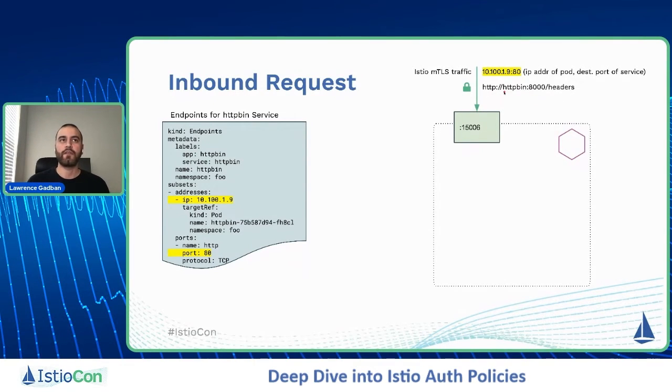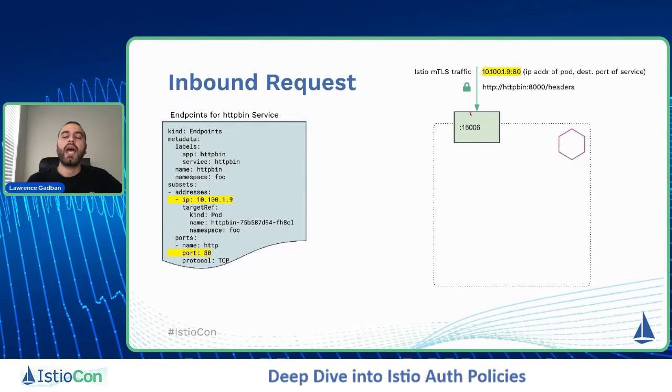We looked at the service definition earlier. Associated with that service is an endpoints definition, a Kubernetes resource. And this is what defines what endpoints are actually serving up that service, or backing the service. In this case, we have a single pod at this IP address 10.100.1.9, and the port is 80 because our destination port is 80. So the connection is actually being established to this IP and this port, right? And it's an Istio mutual TLS connection, basically.